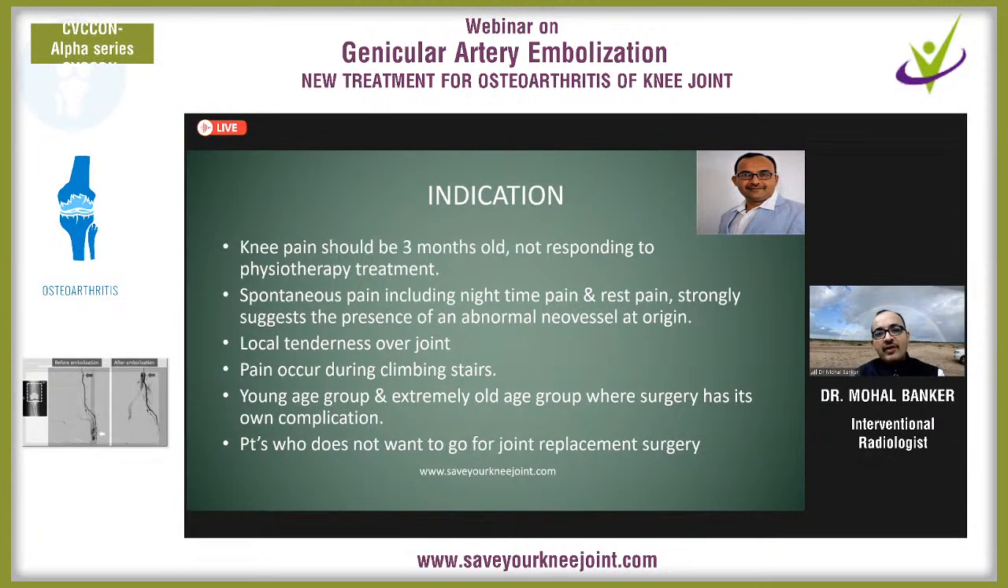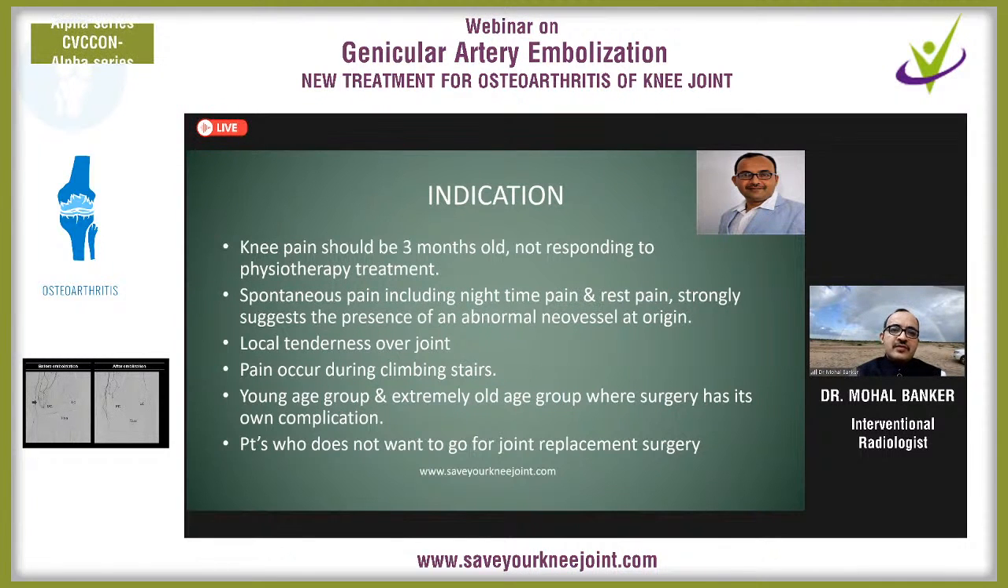See, these are very important tools, because when the pain occurs while walking on a flat surface, that is a very advanced disease, grade 4 disease. But when pain occurs only during the climbing of stairs, this is suggestive of mild to moderate osteoarthritis, and for this genicular artery embolization is a very good modality.